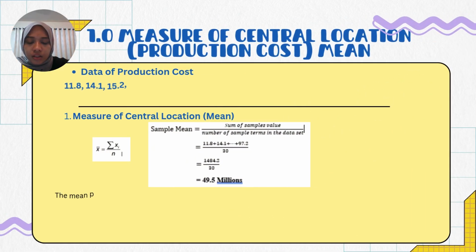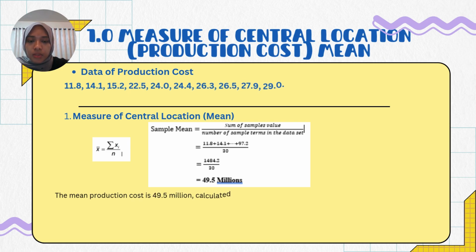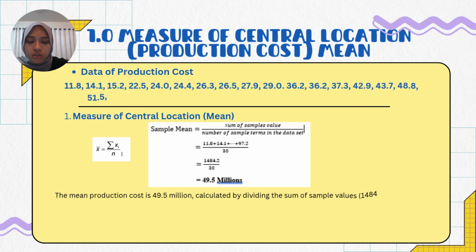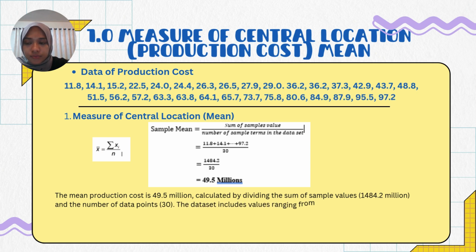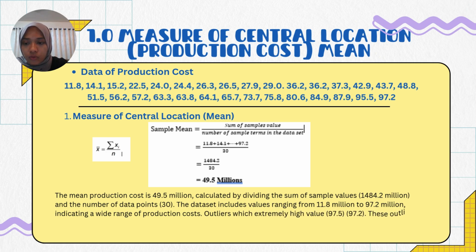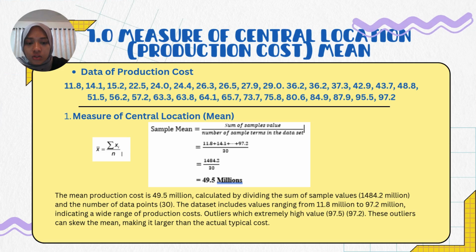Move on to the next slide, which is the measure of central location, production cost mean. The first step is to rearrange the data of production costs in ascending order and use the sample mean formula to get the mean production cost. The mean production cost is 49.5 million, calculated by dividing the sum of sample values, 1484.2 million, by the number of data points, 30. The dataset includes values ranging from 11.8 million to 97.2 million, indicating a wide range of production costs. Outliers, which are extremely high values, are 97.5 and 97.2.